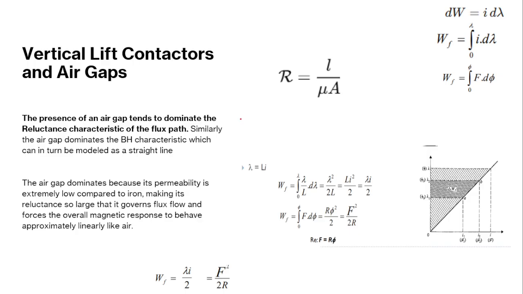Right, cool. So, building up to it. Obviously, the vertical lift contactor has an air gap in it, right? We went through this with the BH curve, but the presence of the air gap tends to dominate the reluctance characteristics of the flux path.